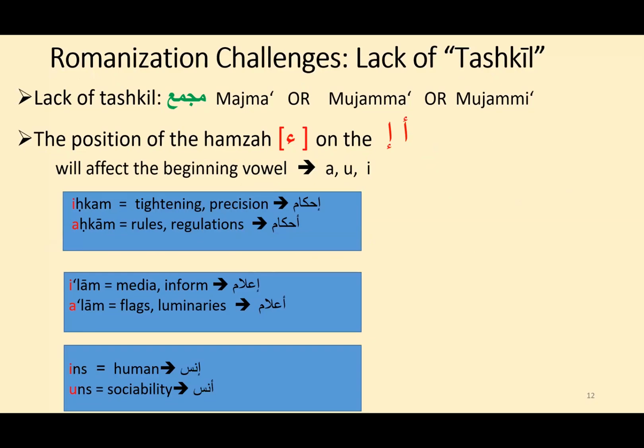This slide displays some examples of the challenges of the lack of tashkil when romanizing Arabic metadata. It would be hard to decide whether the first word in green is majma' or mujamma' or mujammi'. Another related issue is the lack of display of the hamza on alif with certain words, as it will affect the beginning vowel as a, u, or i. This situation may cause some errors if one is not proficient with the language. Examples: ihkam or ahkam, i'lam or a'lam, ins or uns. The position and the visibility of the hamza matters.